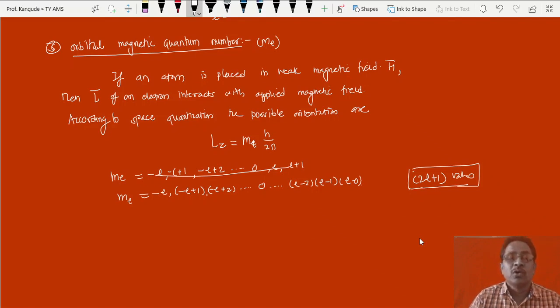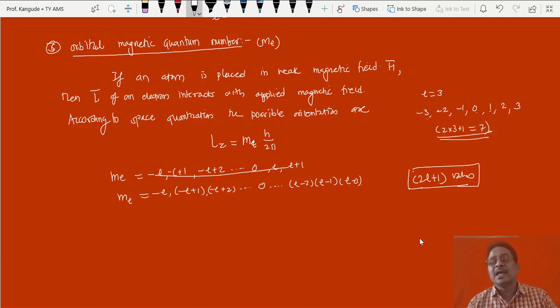Okay, so if L is equal to 3, I'll get minus 3, minus 2, minus 1, 0, then 1, 2, and 3. So the total values are 1, 2, 3, 4, 5, 6, 7, and that gives me 2 into 3 plus 1, which is equal to 7. This is called multiplicity, and that's how we get twice L plus 1 states for this ml.